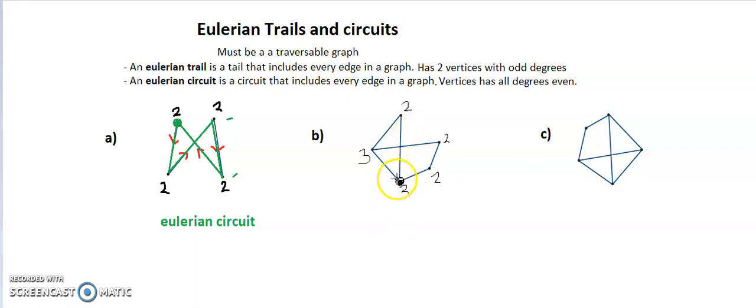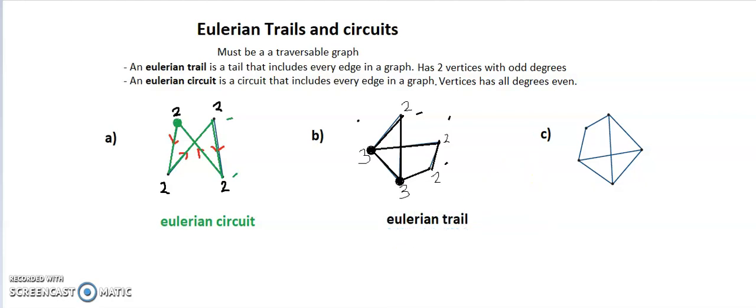So let's work that out. I'm going to travel now. As I'm traveling, we can see I'm going to every single edge once, but my start and finish points both end where there is an odd degree. So I know straight away that I have a Eulerian trail.